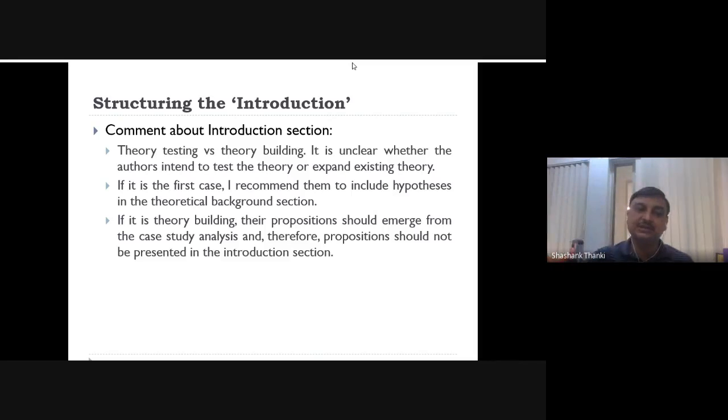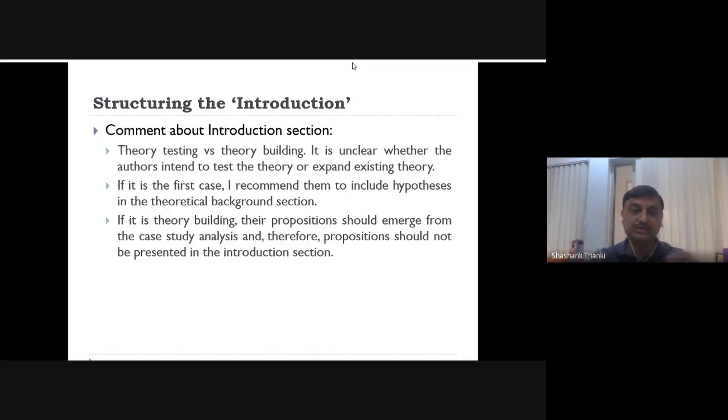These are your assumptions. So if it is a theory testing paper, I recommend they include hypotheses in the theoretical background section. If it is a theory building case, propositions should be there. They should emerge from a case study analysis, and therefore propositions should not be presented in the introduction section. Why? Because we do not have enough literature available to support our propositions. So when we have hypotheses, yes, you can include them in the introduction section, but not propositions.